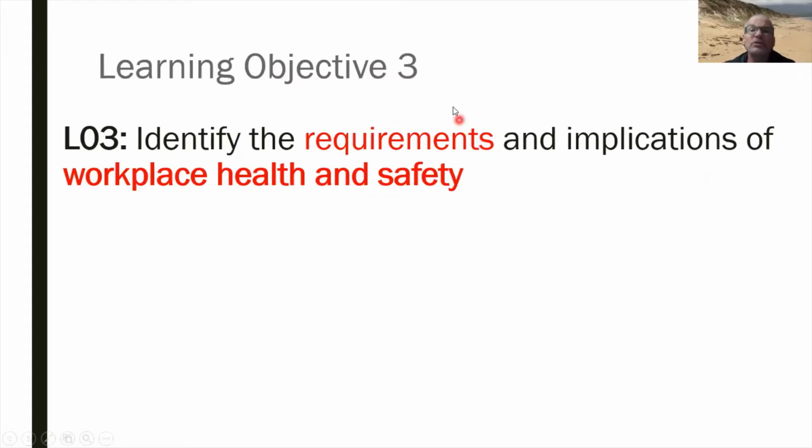Okay, welcome to Learning Objective 3. The next two objectives deal with occupational health and safety. So we'll dive right into it. Most of the content is in this first one here. It says, identify the requirements and implications of workplace health and safety.